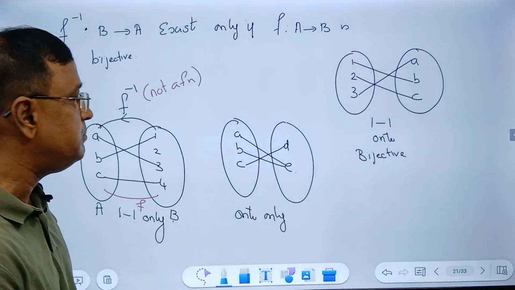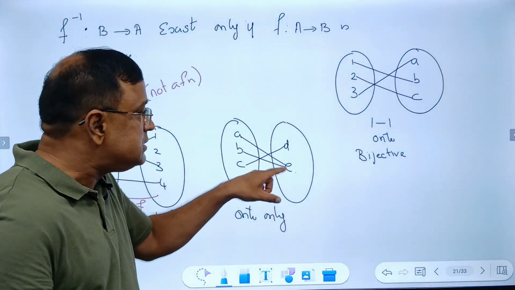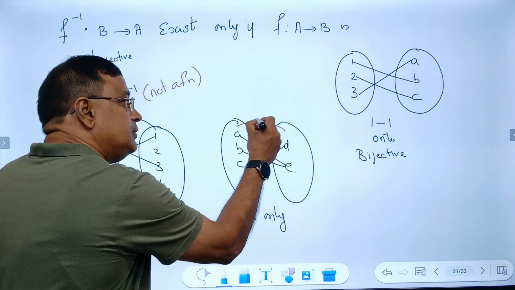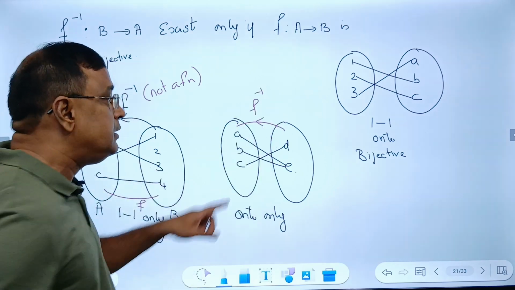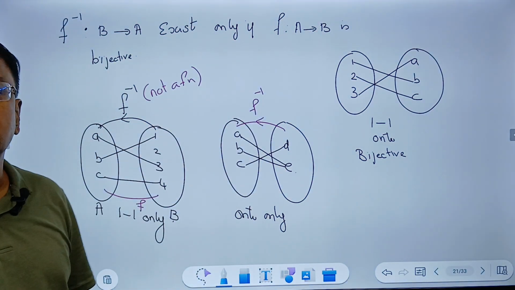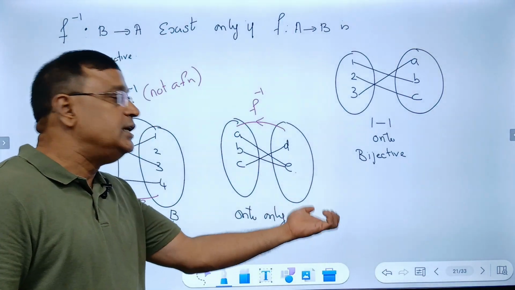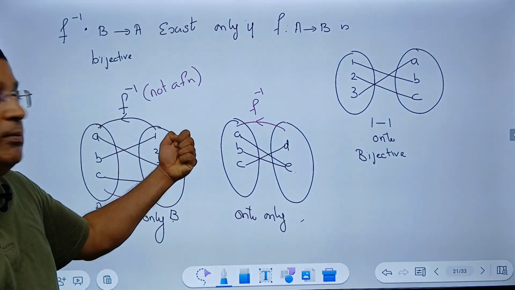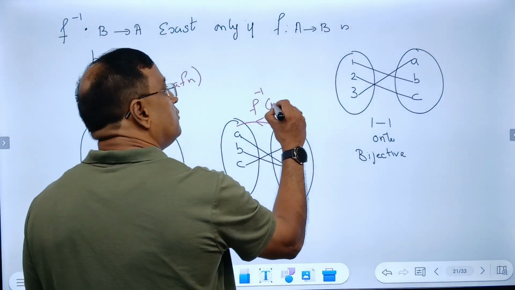Now look at this example. Even though all the elements here are mapped here for f inverse, E is mapped to 2 elements, which again violates the definition of a function that every element in the domain is mapped to exactly one element in the codomain. Therefore, this is also not a function.